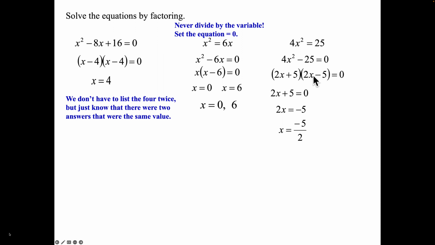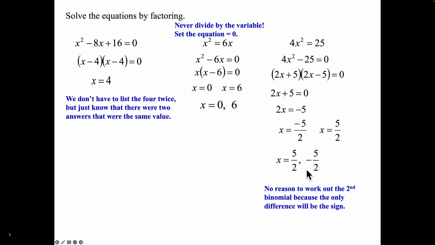Now, if you want to solve this one for 0, setting it equal to 0 and going through the work, you can, but notice the only difference is the sign. Everything else is the same. So this answer is going to be a positive 5 halves. There's no reason to show the work for this one, since you've already done that. All you have to do is change the plus to a minus, which makes that a positive 5. So it's just a changing of the sign. And there's my two answers.